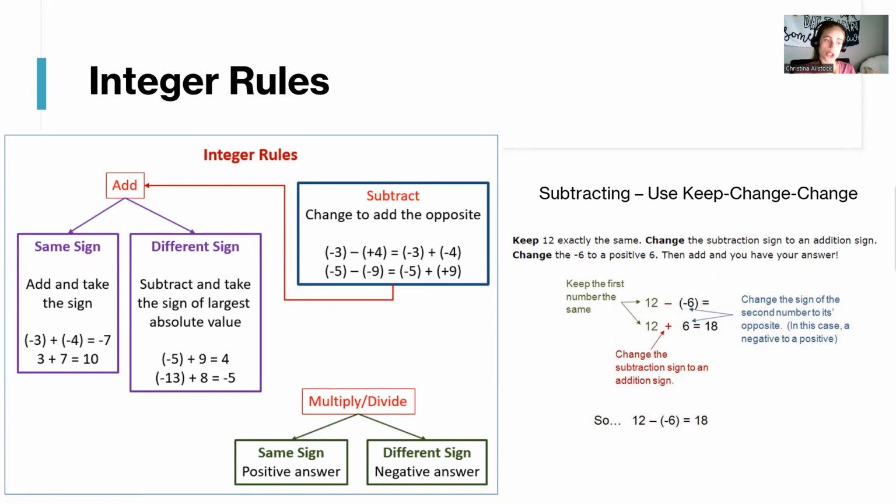If we look on the left here, the main side of our poster, we can see that we have in purple our two different rules for adding. Notice that it explains the rules in both word form and has a couple examples. Then on the right here, it tells us how to subtract. I've given you a little bit more information on that keep, change method off to the side. And then at the very bottom in green are our rules for multiplying and dividing.